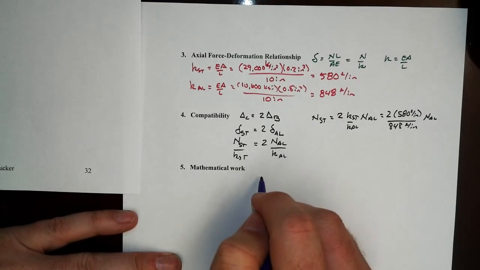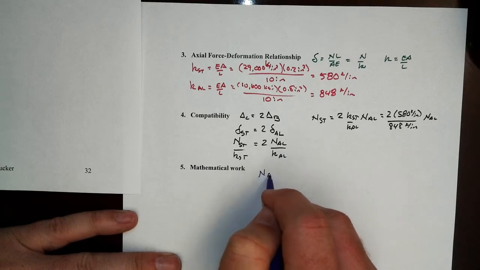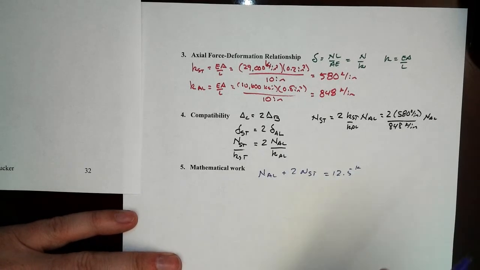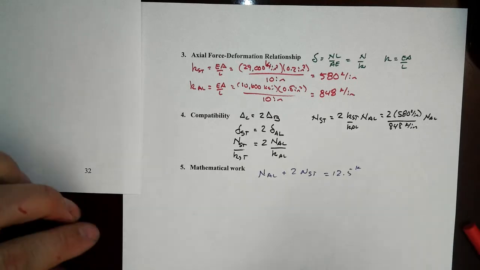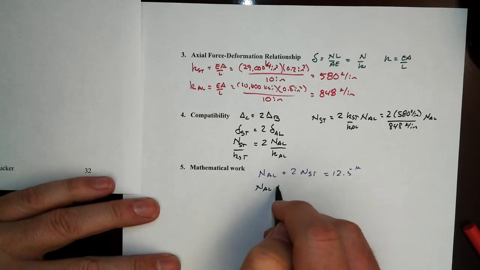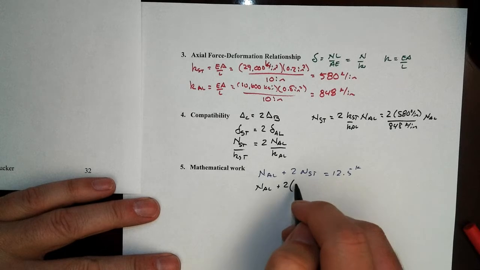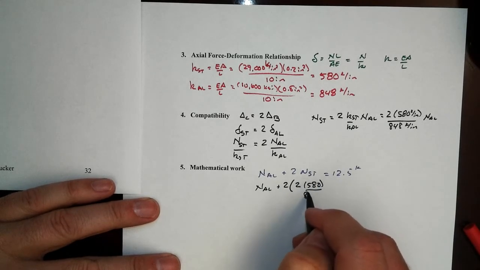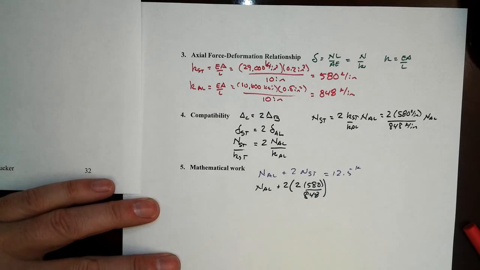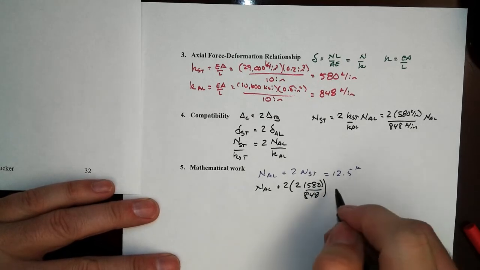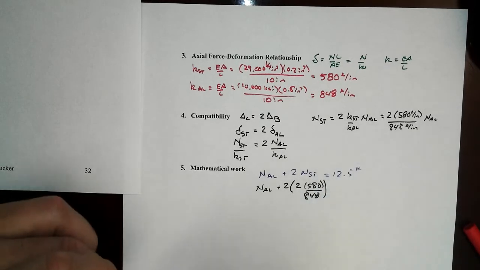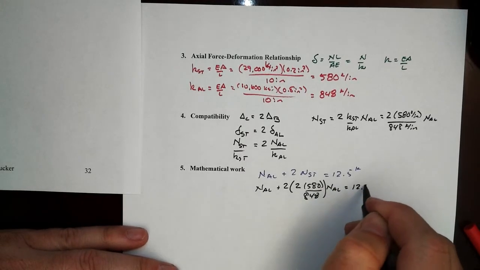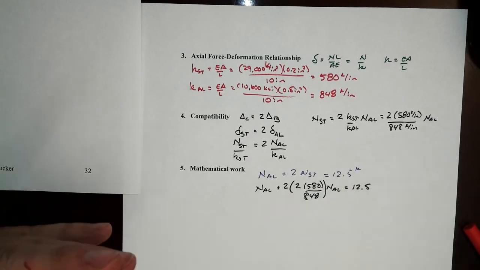So now we can come back and say, alright, N aluminum plus 2 times N steel is equal to 12.5 kips, and now we start substituting in. We got N aluminum plus 2 times 2 times 580 over 848. I chose to leave this there because we got this 2 that comes in twice. One from compatibility and one from the equilibrium equation. And that can sometimes be a little confusing there. And so now we get all of that.